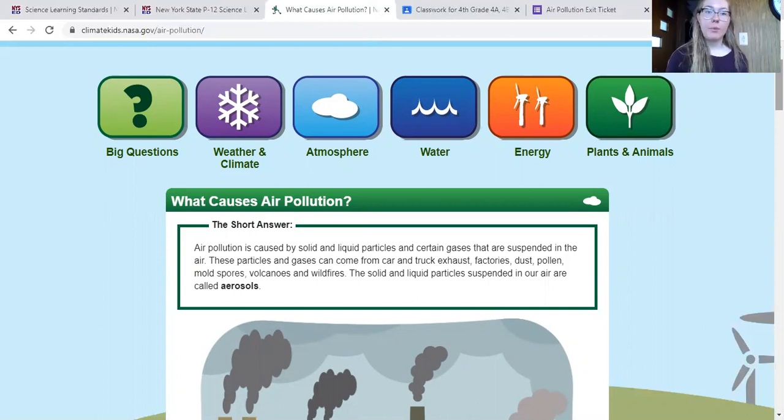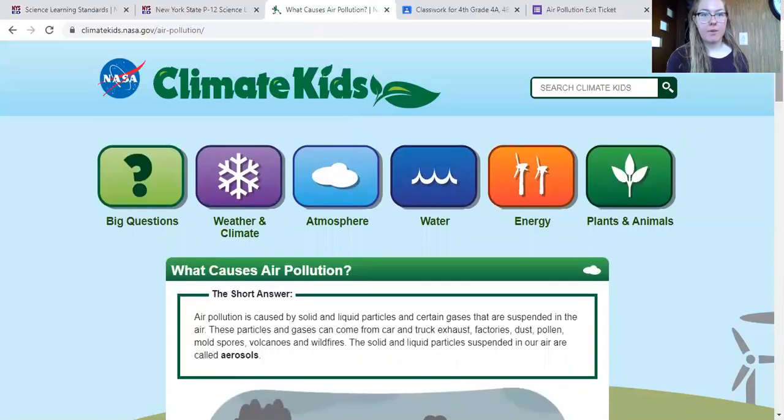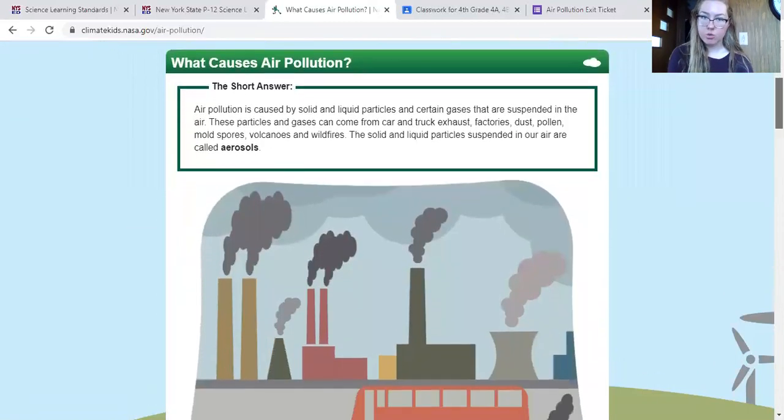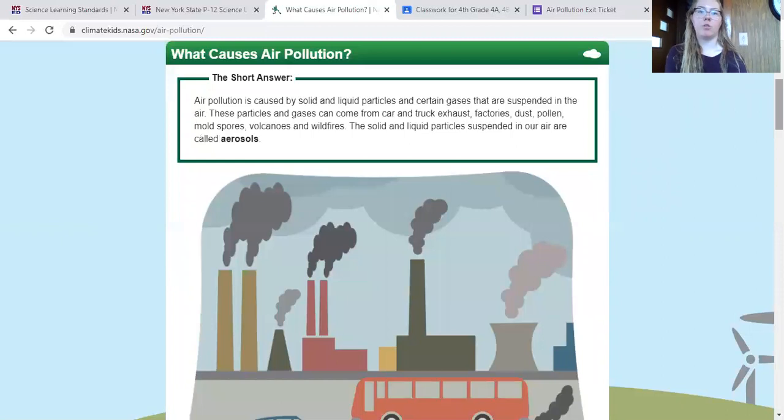So I am going to show you this really cool site that I found that we will continue to use as we talk about fossil fuels, which is a non-renewable resource. It's Climate Kids by NASA, and NASA is the National Aeronautics and Space Administration. So today we are going to read this page, which really nicely breaks it down for us.